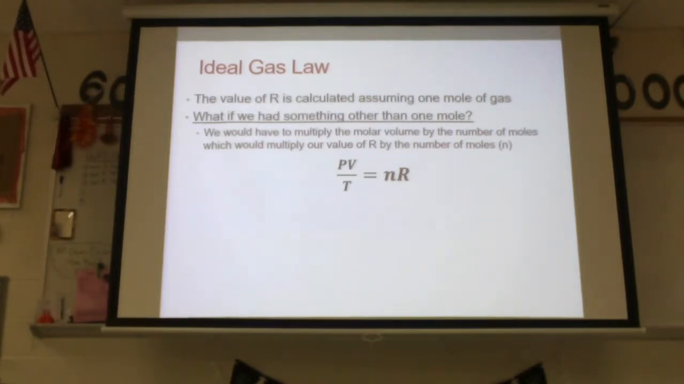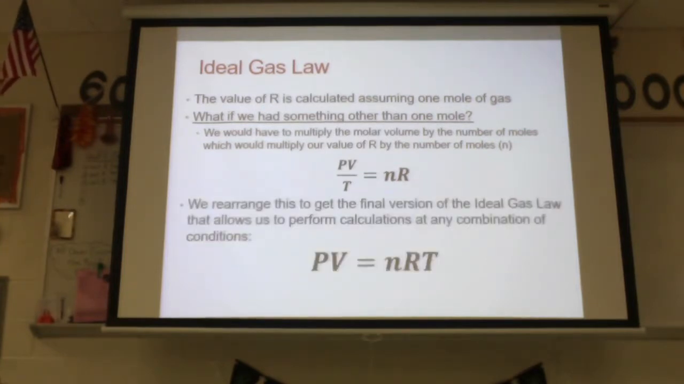Does it matter if we do it in atmospheres or kilopascals? As long as you're using the consistent R. The final version of this rearranges: we multiply both sides by T to get it to the other side. We get PV equals nRT. This is the most famous chemistry equation in thermodynamics. PV equals nRT. Chemists around the world call this "Pivnert." PV equals nRT, the ideal gas law.